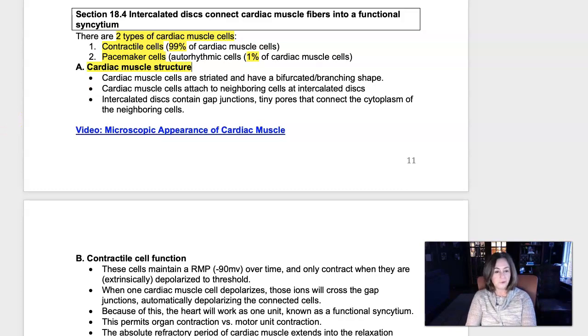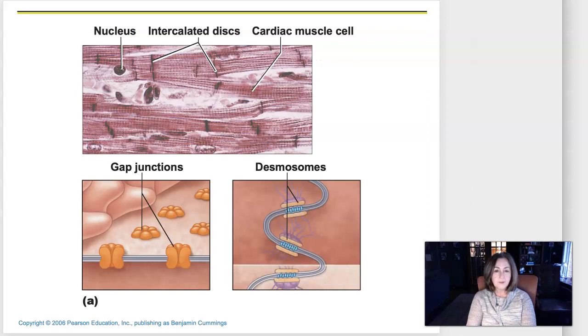I'm going to jump over to a picture. Here's a picture of cardiac muscle from our book, and hopefully you remember this from lab, that the cardiac muscle cell shape is a little bit different. The shape is described as bifurcated. In other words, you have one cell that splits into two branches. That's what's meant by the bifurcation. The bifurcated cells are striated muscle. You can see the striations, that banding pattern within the cell.